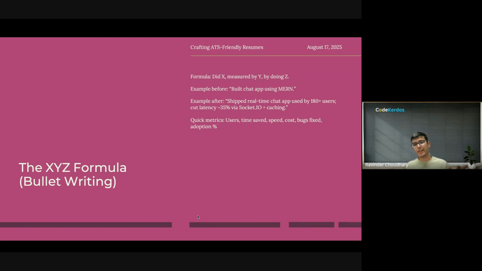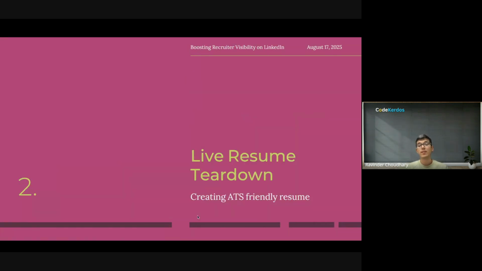Some very common metrics, guys, that you can use in your resume would be around users, around the time that your project has saved, around the speed or cost your projects have saved, some bugs that have been fixed or reduced, and the percentage in adoption. So these are some very common quick metrics for you. So I think this gives us a very clear idea about what exactly an ATS-friendly resume would look like. Now let's move forward. Let's talk about some resumes. I want to show you some resumes and I want to give you some feedback around those.